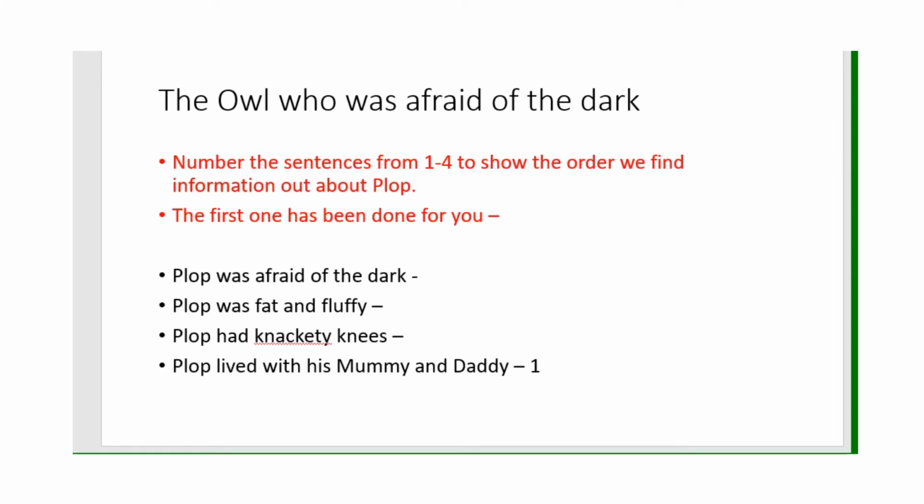Now then, this one is one we haven't done before. You could write them 4 sentences out because that would be good practice. Good handwriting for neat writing, getting the writing on the line, using capital letters for names. So what we have to do, we have to number the sentences from 1 to 4 to show the order we find information out about Plop.